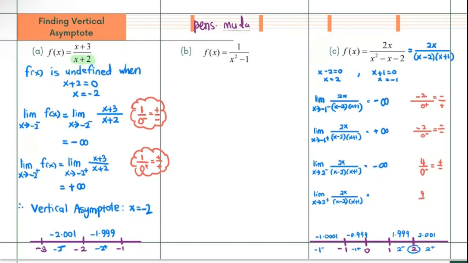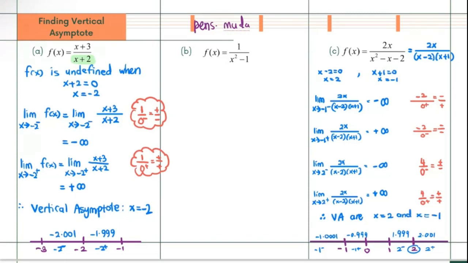4 bahagi 0 yang apa pula ya? So kalau 2 positif dia adalah 2.0001. So once I substitute, I get a 0 yang positif. So positif bahagi positif, kita dapat positif infinity. So once dah settle semua value-value ini, kita akan buat conclusion. So therefore, the vertical asymptotes are x equals to 2 and x equals to negative 1.